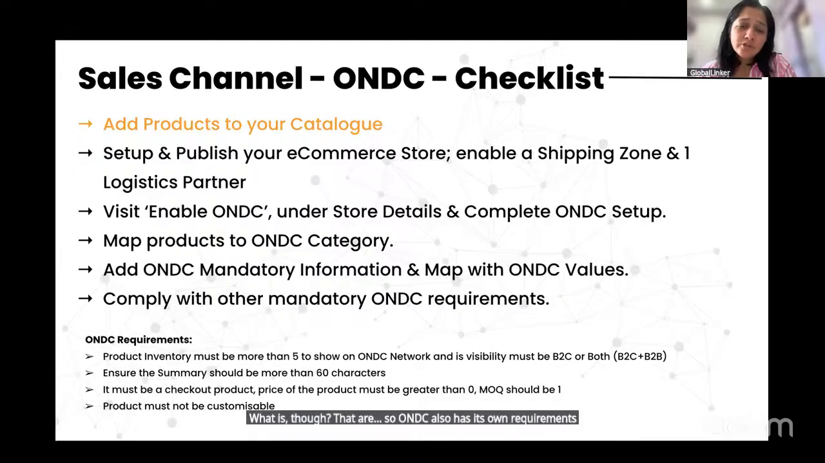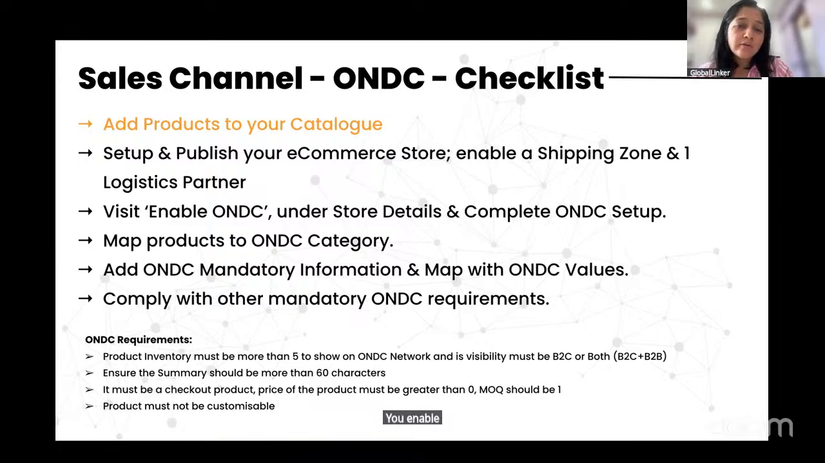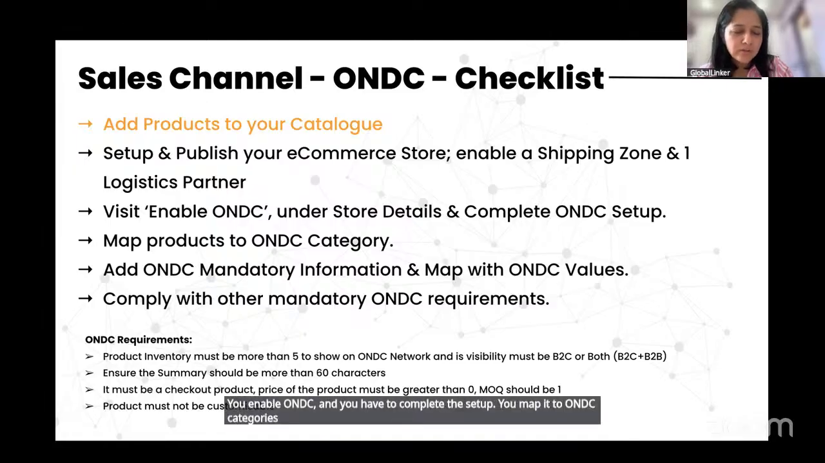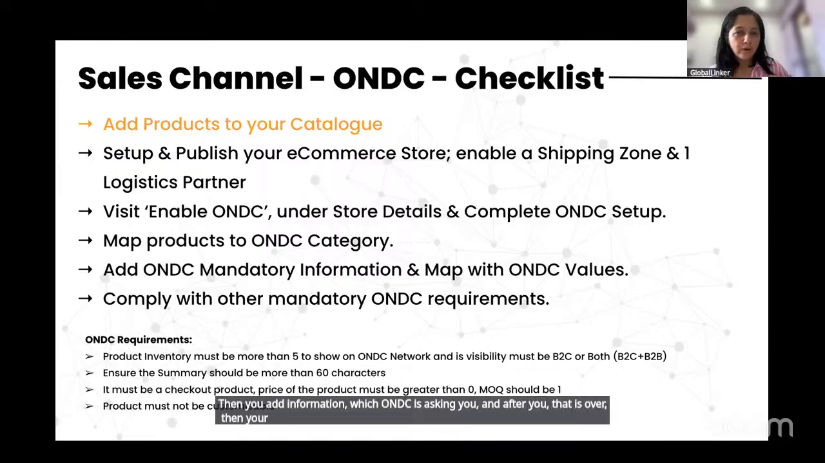ONDC also has its own requirements. You'll have to publish your own e-commerce store and enable a shipping zone, because products on ONDC show on the basis of your shipping zone, where you are looking to ship. You enable ONDC and complete the setup. You map it to ONDC categories; ONDC has around 15-20 categories now. Then you add the information which ONDC is asking you, and after that is over, your products start showing up on ONDC.